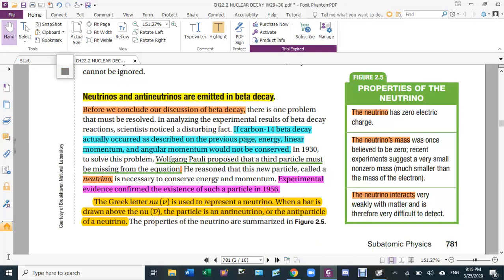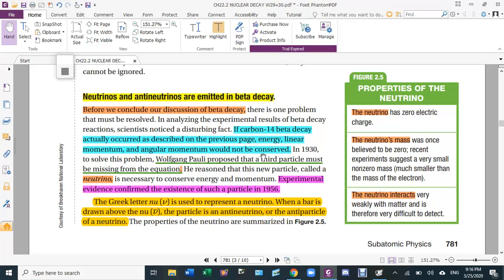Now we are going to explain how neutrinos and antineutrinos are emitted in beta decay. Before concluding our discussion of beta decay, there's one problem that needs resolving. When scientists analyzed the experimental results of beta decay reactions, they noticed a disturbing fact. When the carbon-15 beta decay actually occurred, as described on the previous page, energy, linear momentum and angular momentum would not be conserved.